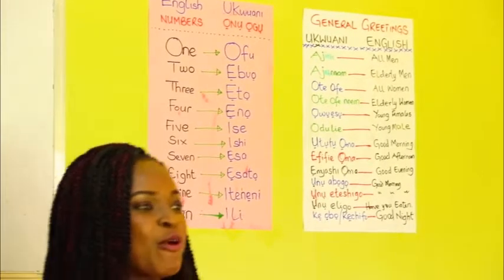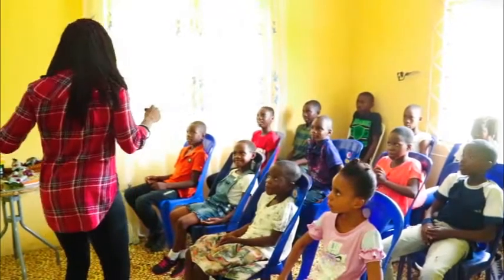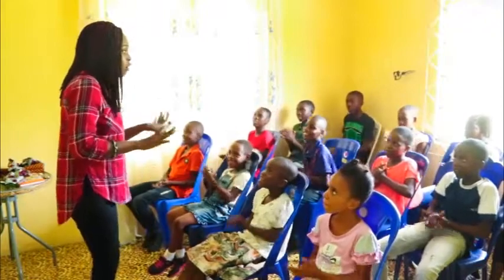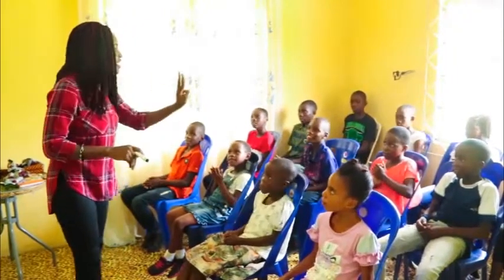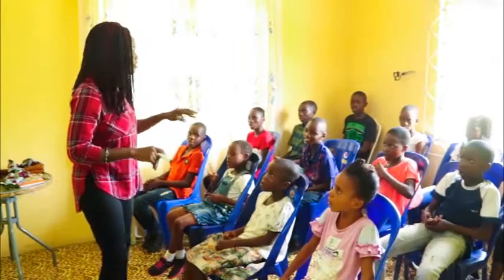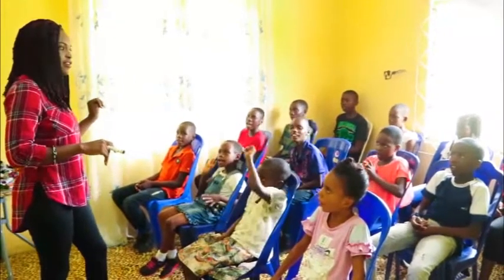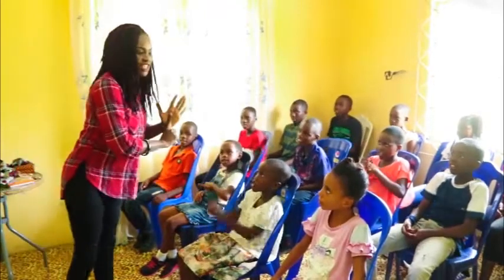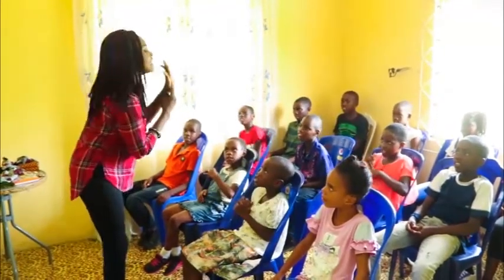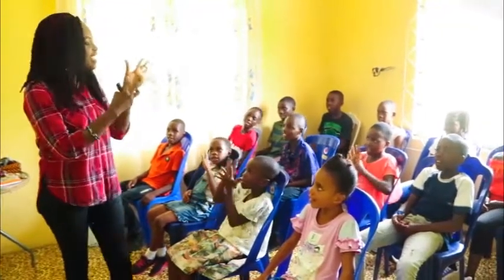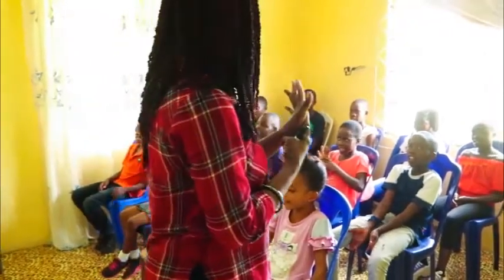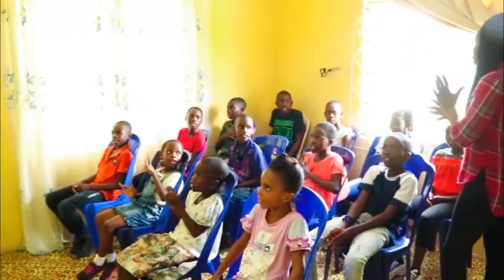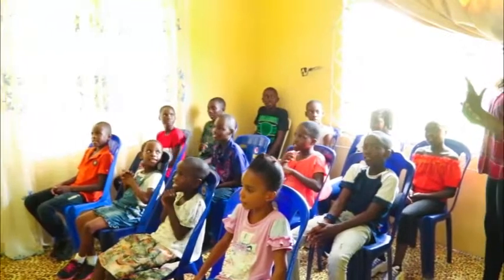Okay, let's start. One, ofu. Two, ebo. Three, eto. Four, eno. Five, ise. Six, ishi. Seven, esa. Eight, esato. Nine, iteneni. Ten, iri. I hope you're enjoying it.